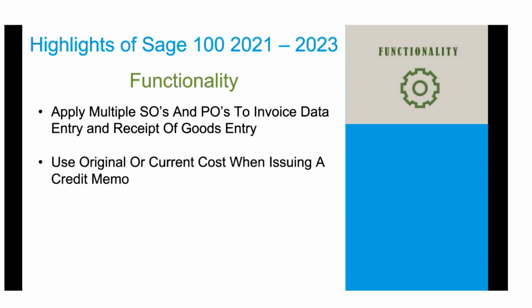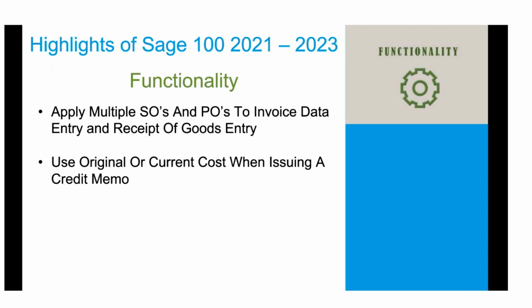Yeah, so the next one was using the current cost or the original cost when issuing a credit memo. I think you've had some experience with this, Dave. In previous versions, when you issued a credit memo through the sales order module, you would always apply it to a previously posted invoice, and then it would literally just bring up a blank lines tab, and you had to pick the items that you were returning, and then it would always put them back into inventory at the then current cost of inventory. Like the then current average cost.